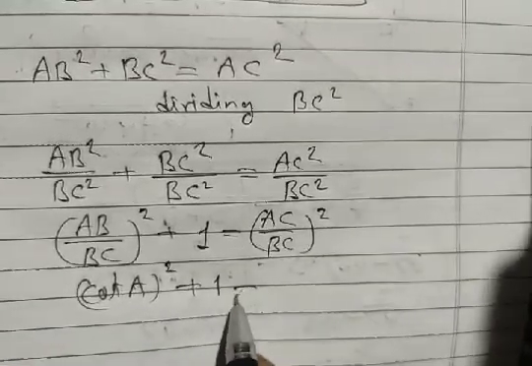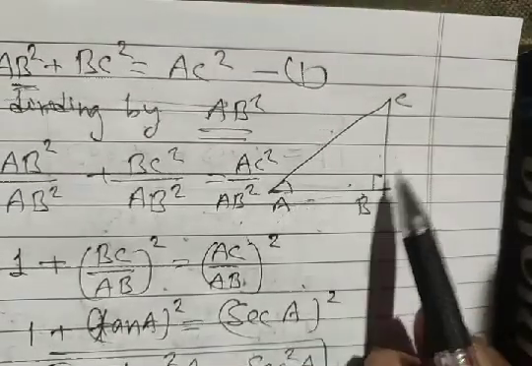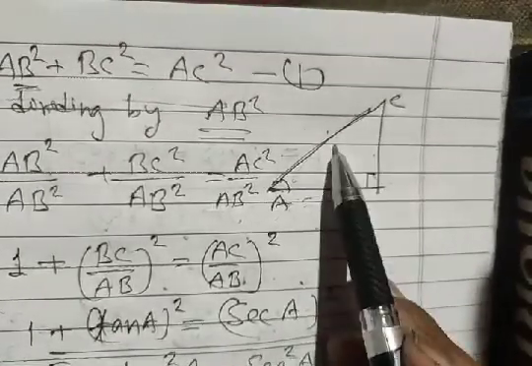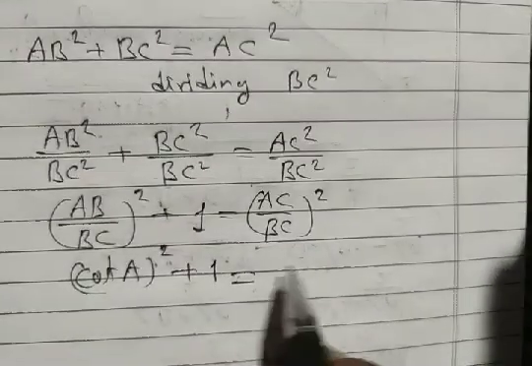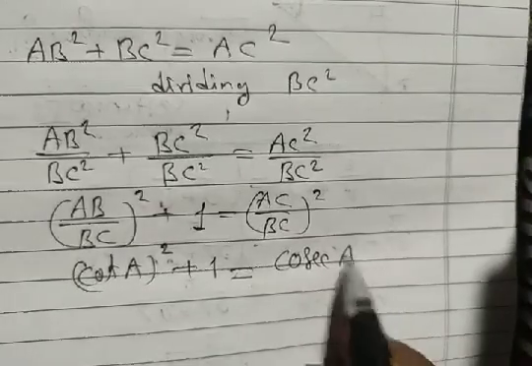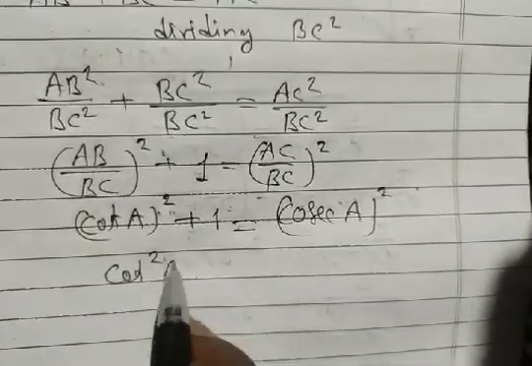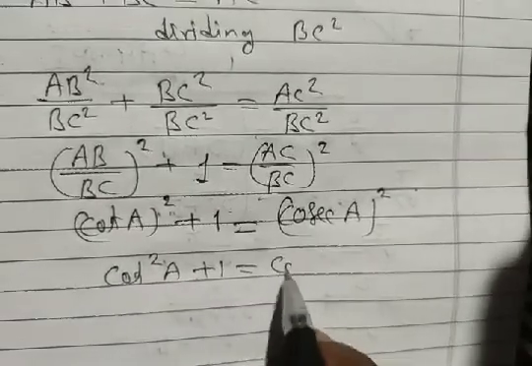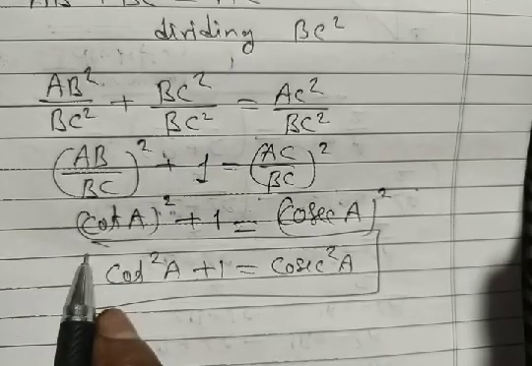Cot square A plus 1 equal to, now we have AC to BC, hypotenuse to perpendicular. This is cosec A, cosec A whole square. Now we have cot square A plus 1 equal to cosec square A. This is our third identity.